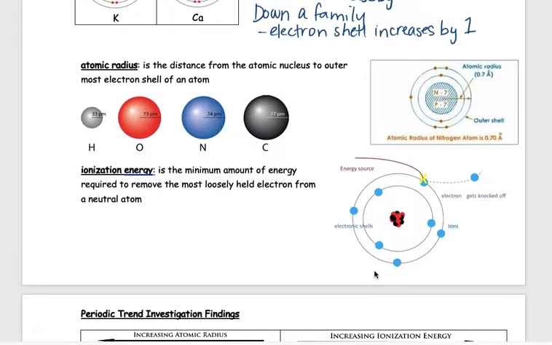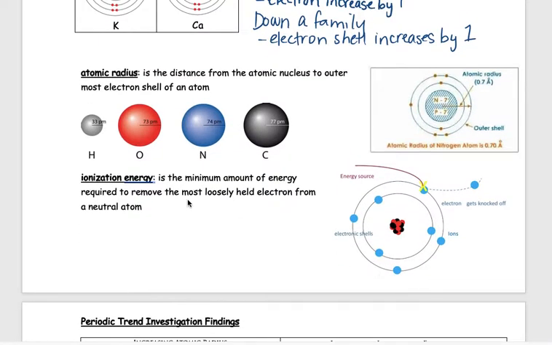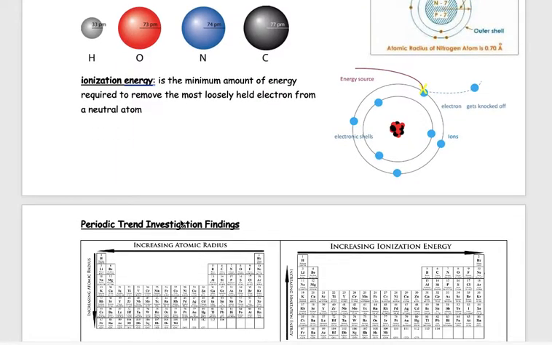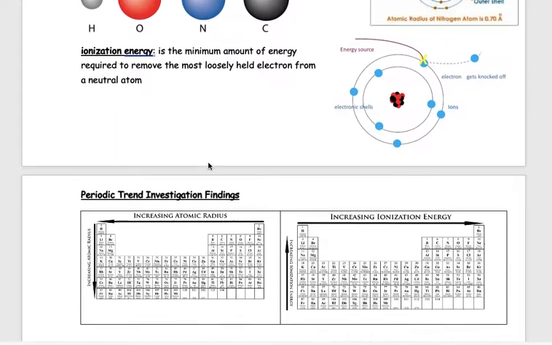And then ionization energy, that's the minimum amount of energy required to remove the valence electron off a neutral atom. Okay, and here's another visual. Again, this diagram's not correct, but just see the visual. We're removing an electron, and that takes energy, so that's what that energy is, the ionization energy. It's the energy to change it to an ion.